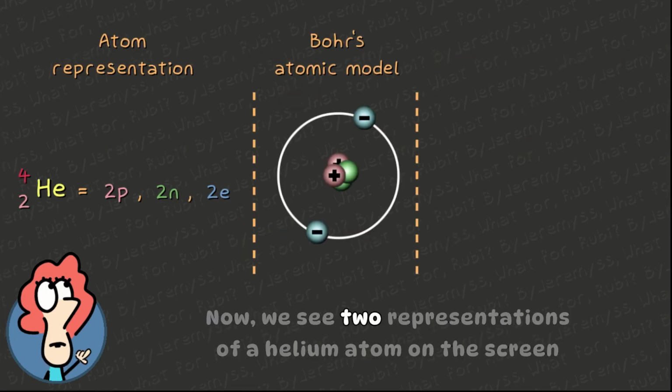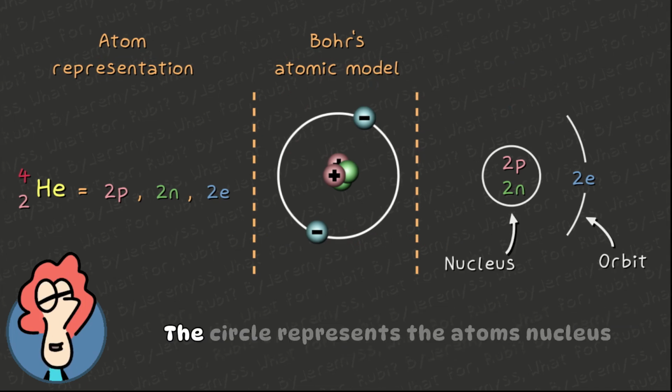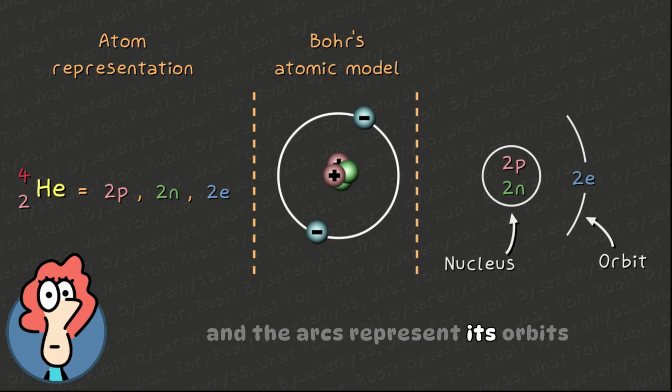Now, we see 2 representations of a helium atom on the screen. We will use a simple scheme to visualize atoms according to Bohr's atomic model. The circle represents the atom's nucleus, and the arcs represent its orbits.